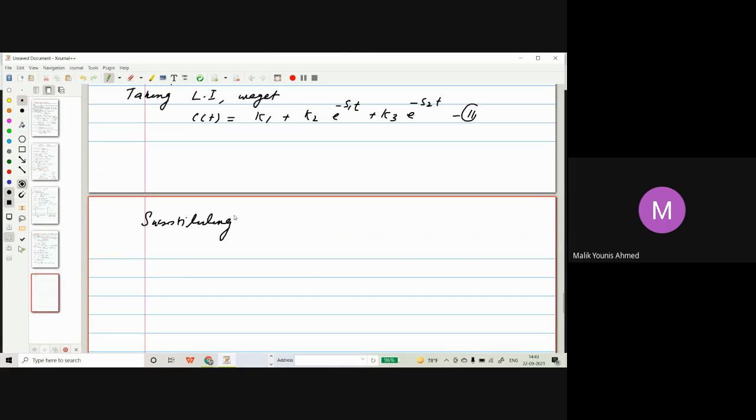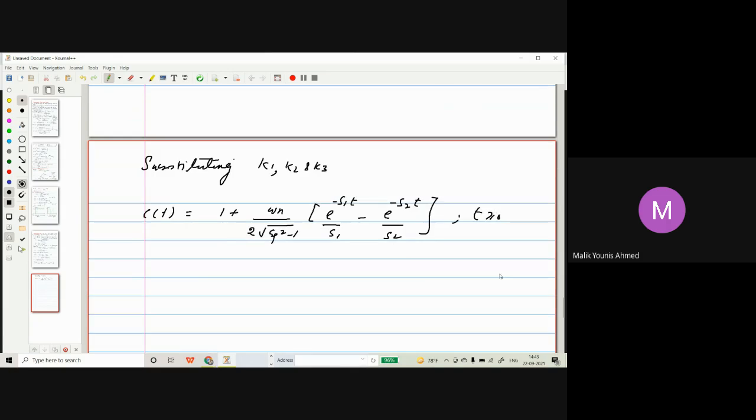Substituting K1, K2 and K3, the response you are going to get is 1 plus, that's what we are interested in, 2 under root of xi square minus 1, e raised power S1t by S1, minus e raised power S2t by S2. That's for t greater than 0.